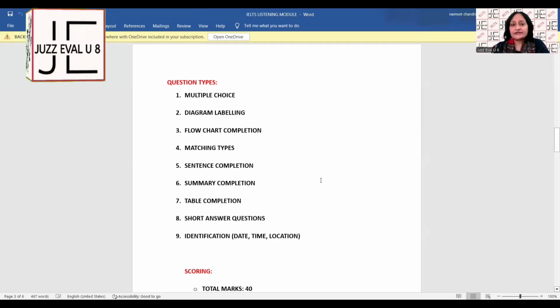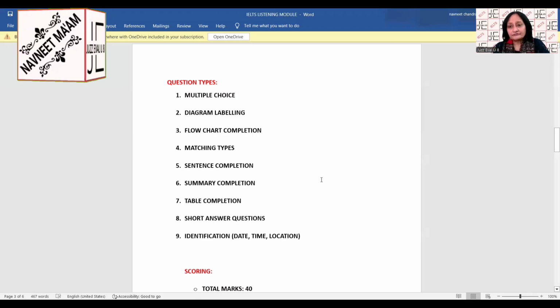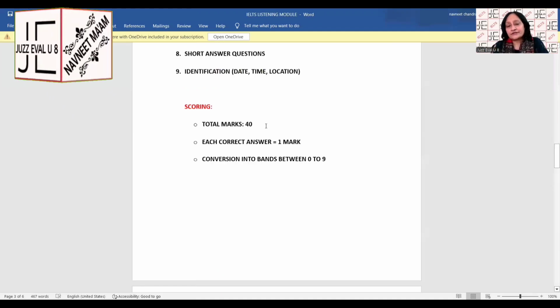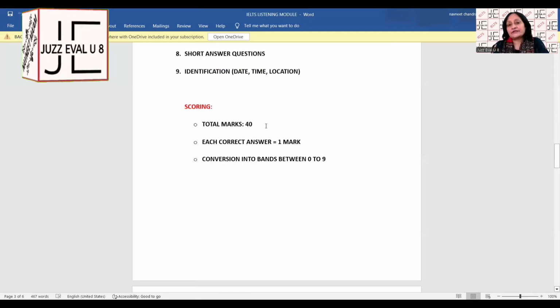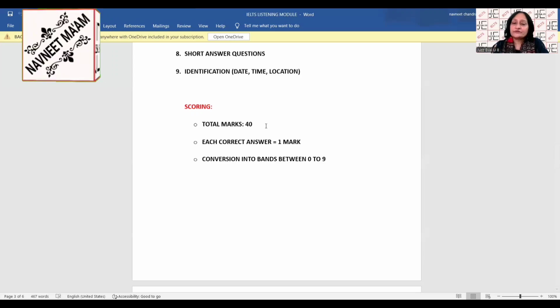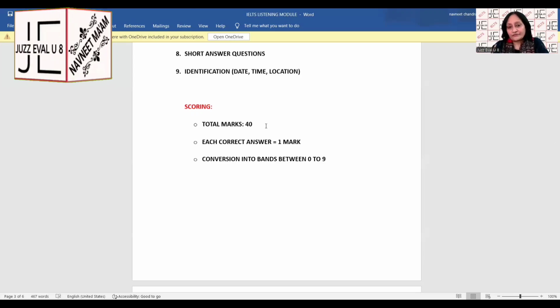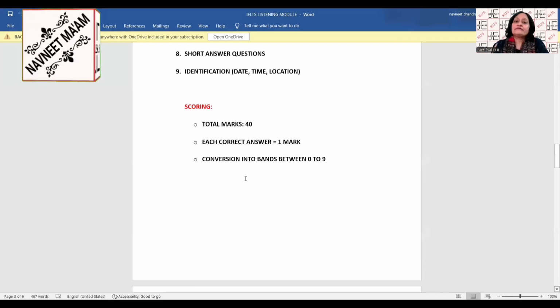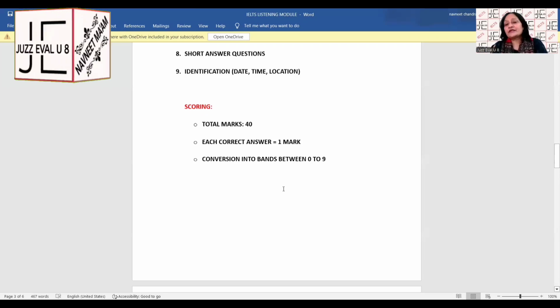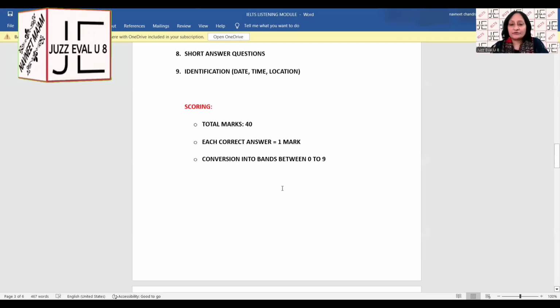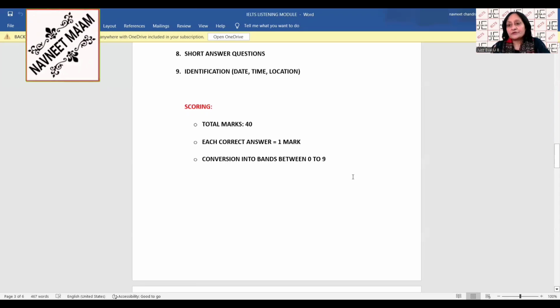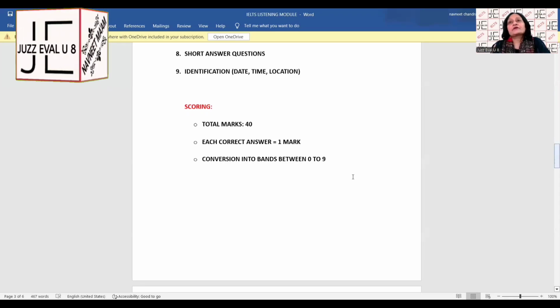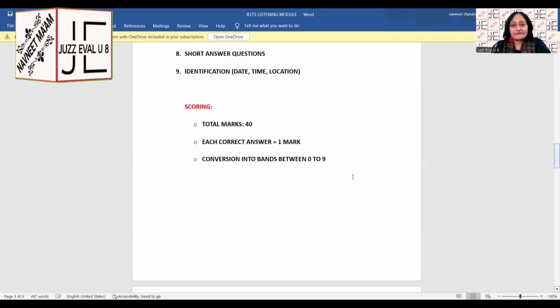So these are the different types of questions. Total marks for the listening section is 40, as there are 40 questions, 1 mark for one question. Each correct answer gets 1 mark, as I said, and all these marks will then be converted into bands, anywhere between 0 to 9. So it depends on how many questions you get correct.